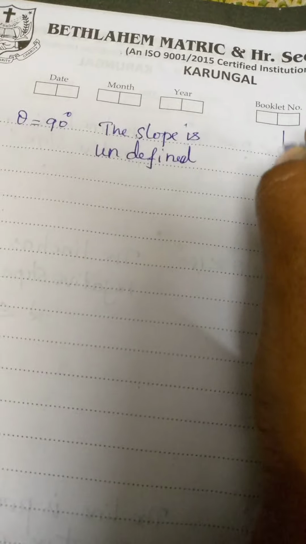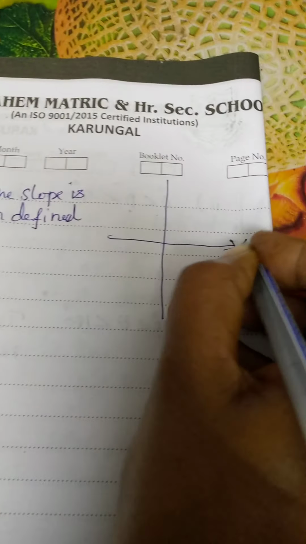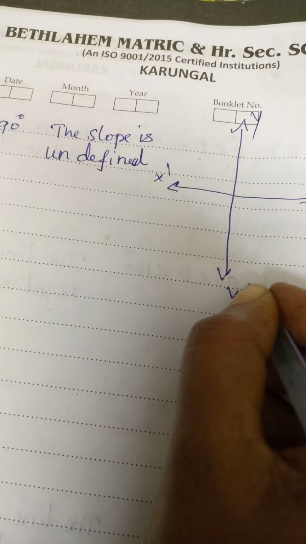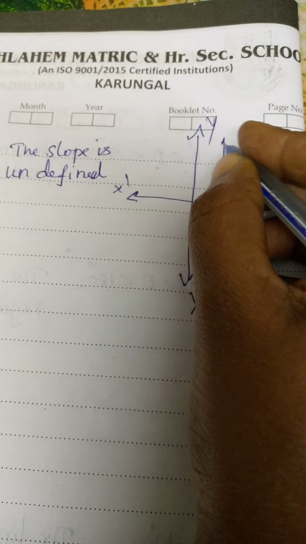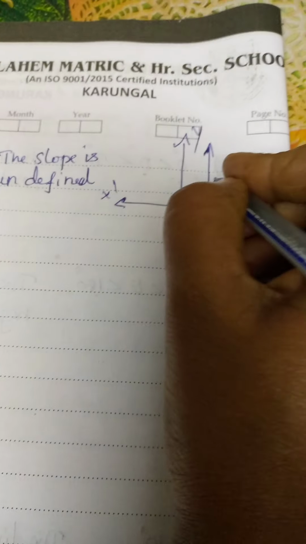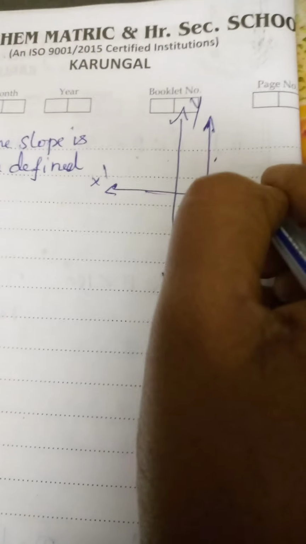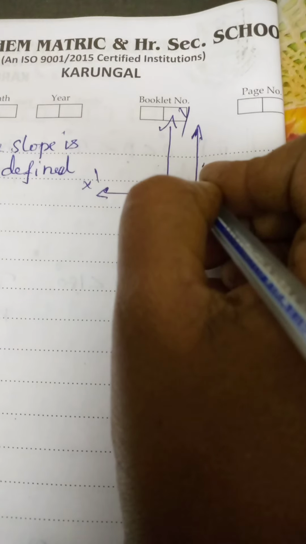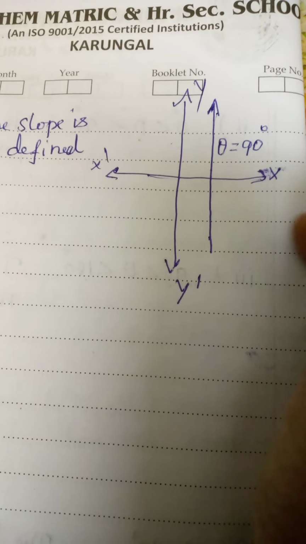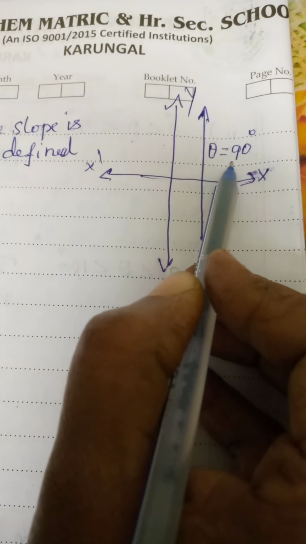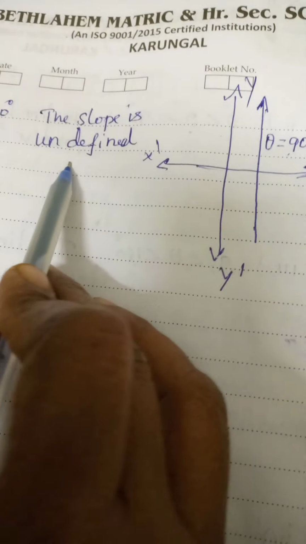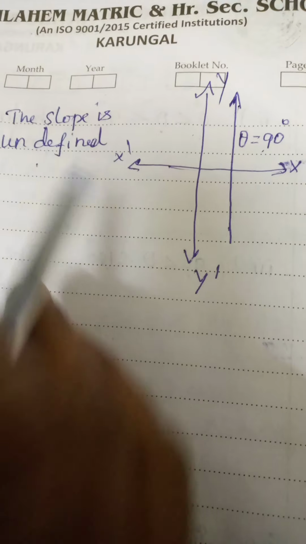Tan 90 is undefined. Example, x dash, y dash. Draw the perpendicular line which is parallel to the y-axis. This line is perpendicular to the x-axis, at 90 degree. So theta equal to 90 degree. When theta equal to 90 degree, tan 90 is not defined. So the slope is undefined.